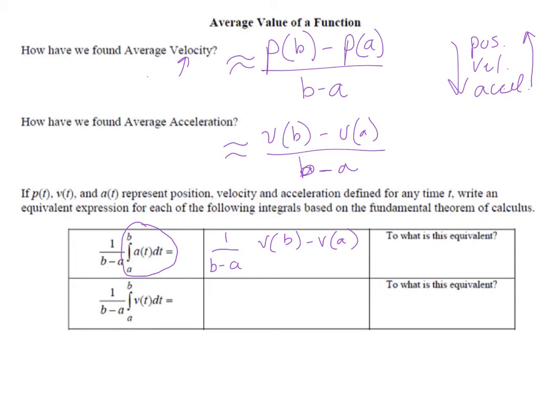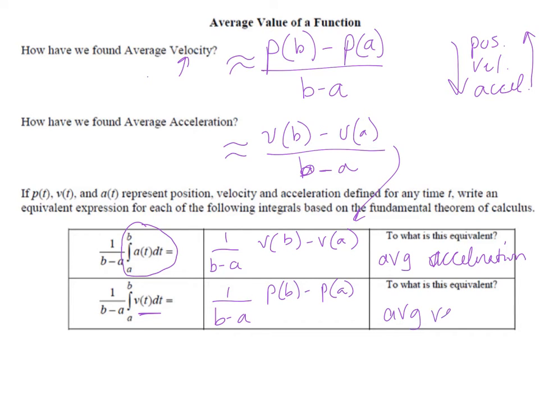right? So this is equivalent to average acceleration. This is the average acceleration, right? Because you're finding this. They look exactly the same. And vice versa. On this bottom part, I have now velocity. Well, the integral of velocity is position. So b minus a, and then this is p of b minus p of a, and this is equivalent to average velocity.